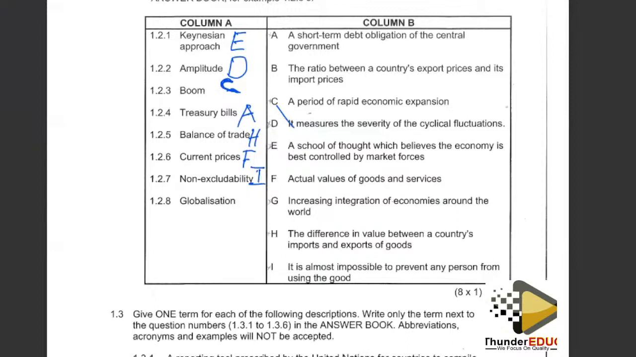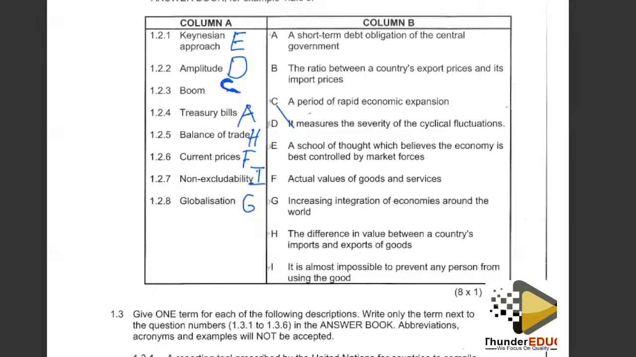Also, if they come to play the Olympic Games, then in that regard we call it globalization. Also, if we have the Soccer World Cup, it can be classified as an activity that calls for globalization. So now let's check the appropriate answer for our 1.2.8. Our appropriate answer is G, that is as follows: increasing integration of economies around the world. So in this regard, our appropriate answer is going to be G.